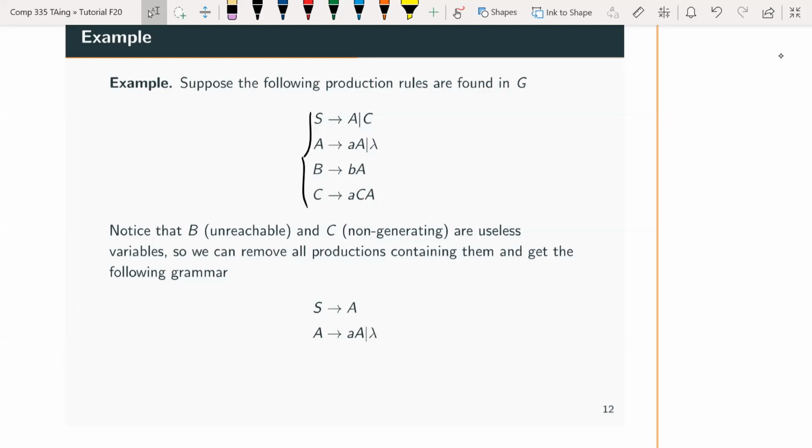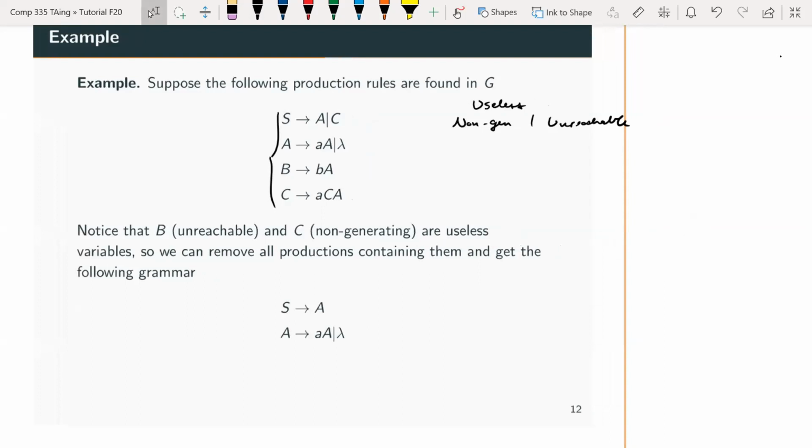Okay. So now let's try to remove these useless productions, which we wouldn't find anywhere else but in this example. So where are they going to be? Well, remember, a useless variable is either non-generating or unreachable. For unreachability, there's a nice trick you can use to very easily check if a variable is reachable or not. You can create a very simple graph G, where there's a vertex for each variable. In this case, I have A, B, and C.